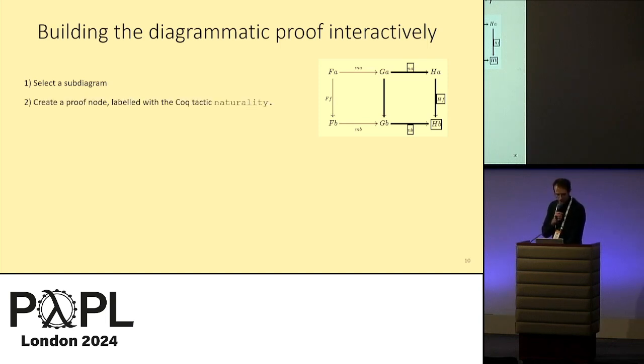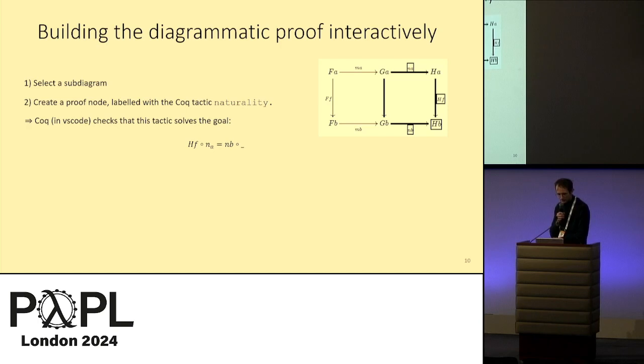And then you create a proof node in the editor, and you can give it the label of a Coq tactic. So here we would say naturality, for example. And what happens is that Coq, in the VS Code window, will check that this tactic actually solves the goal. So what is this goal? It's the fact that h of f composed with n of a is equal to nb composed with a whole.